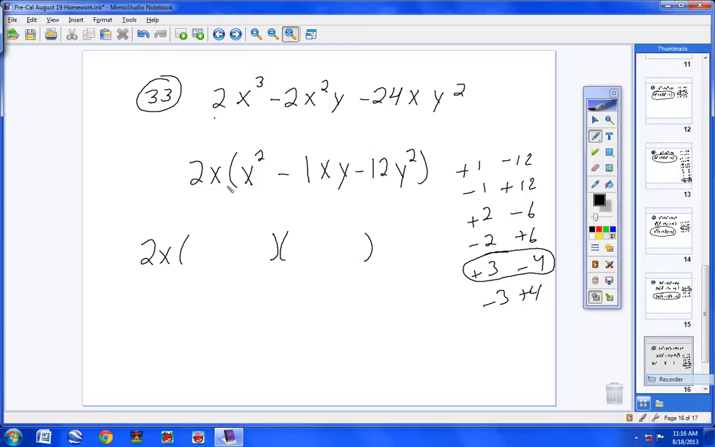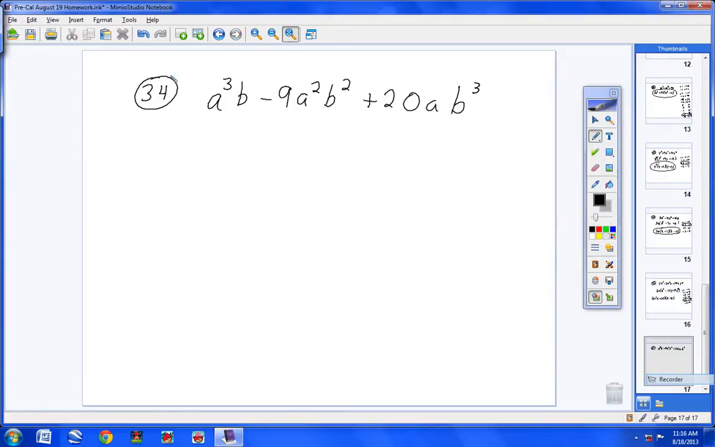Now look at your first term here, x squared. So I know I'm going to put an x and an x. Now your last term is 12y squared. So I know that I need a y and a y. And then for my negative 12, I've circled these two numbers over here. I need a positive 3 and a negative 4. So x plus 3y, x minus 4y with a 2x on the outside. And we are down to one problem. So let's knock this out.